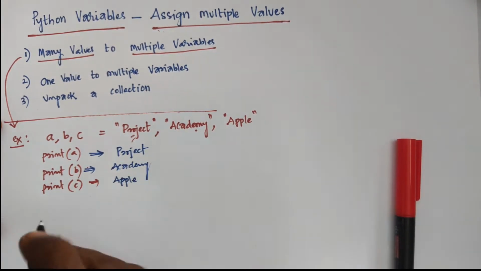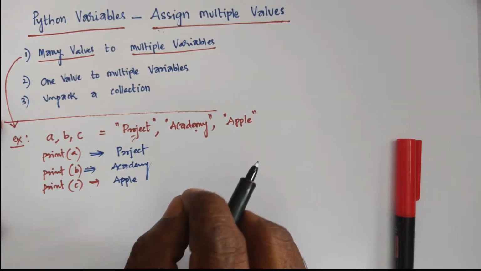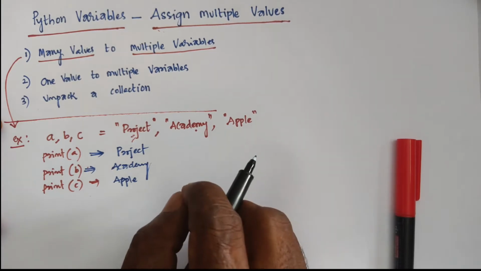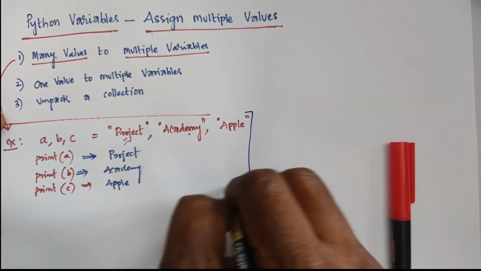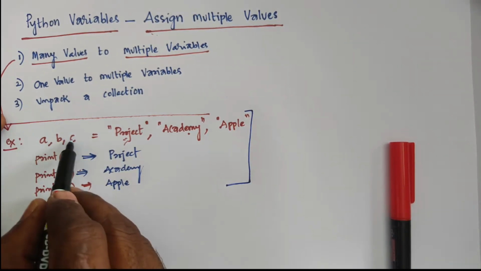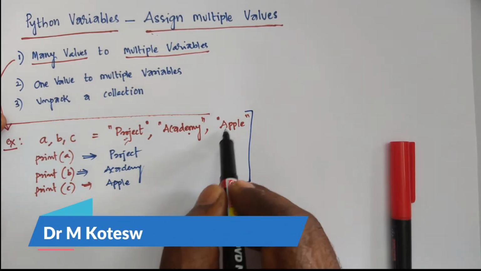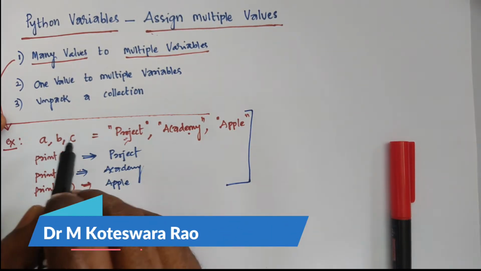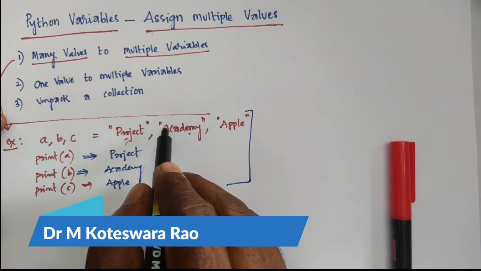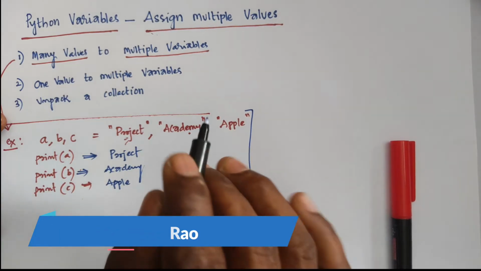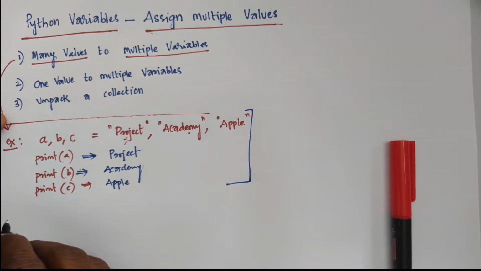And note the important point here: make sure the number of variables matches the number of values, or else you will get an error. For example, you are writing a, b, c, but you are giving only project and academy. If you do not give apple, you will get an error. Why? Because the left side variables should map to the right side values. That is the important concept here.